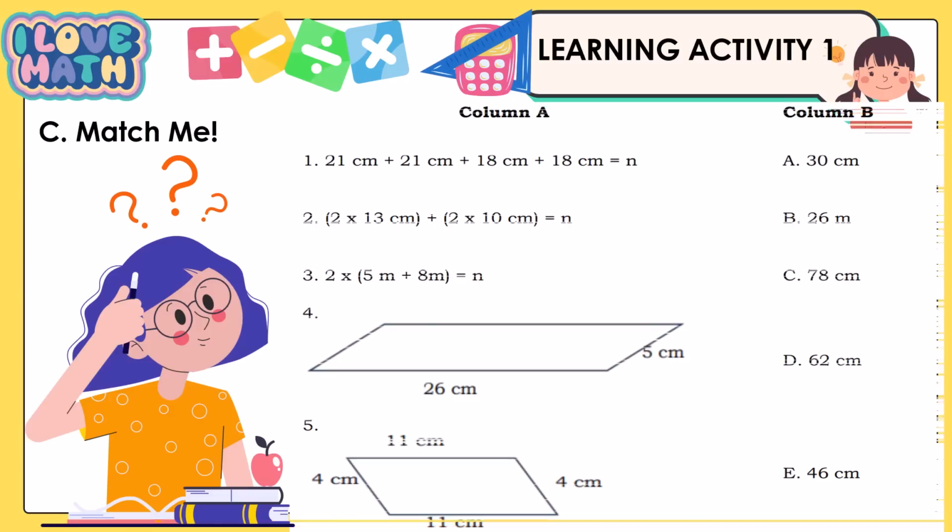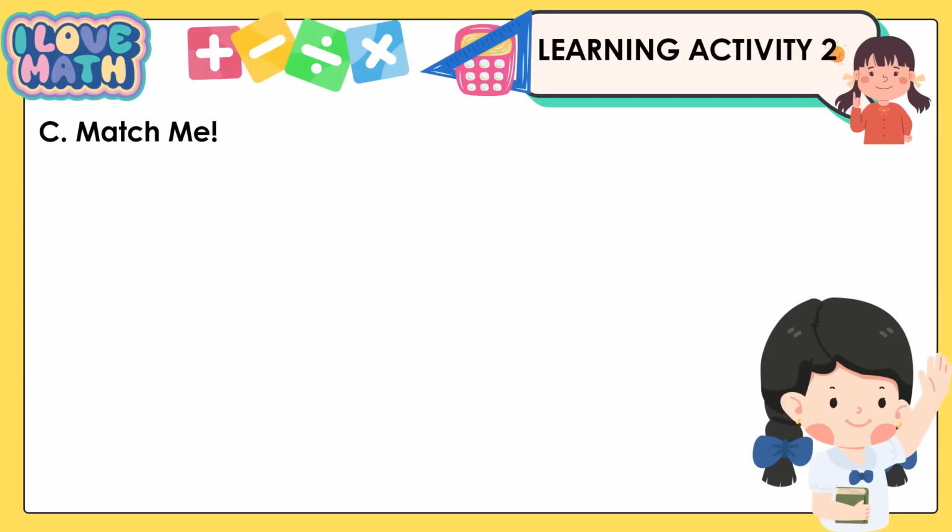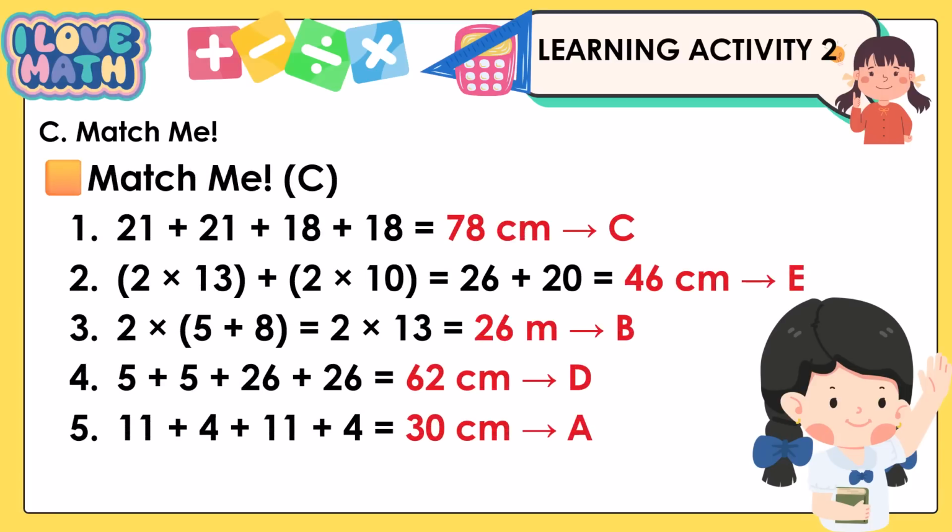C. Match me. Match column A with column B. Now, here's the answer. Number 1, 78 centimeters or letter C. Number 2, 46 centimeters or letter E. Number 3, 26 meters or letter B. Number 4, 62 centimeters or letter D. And number 5, 30 centimeters or letter A.